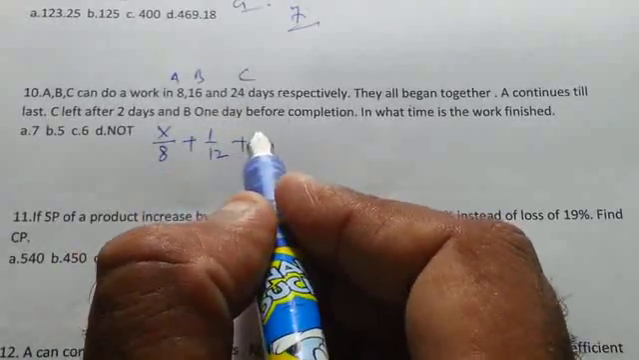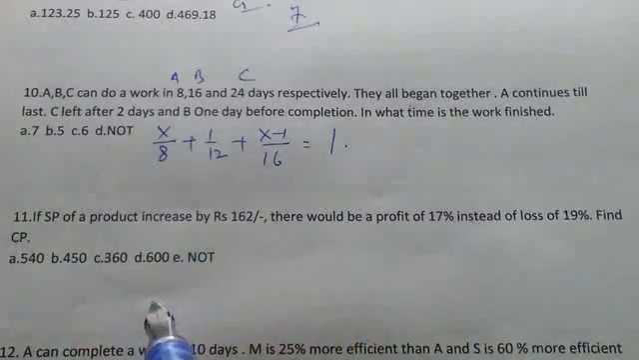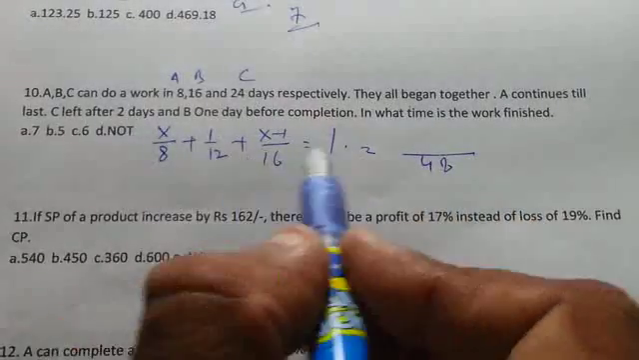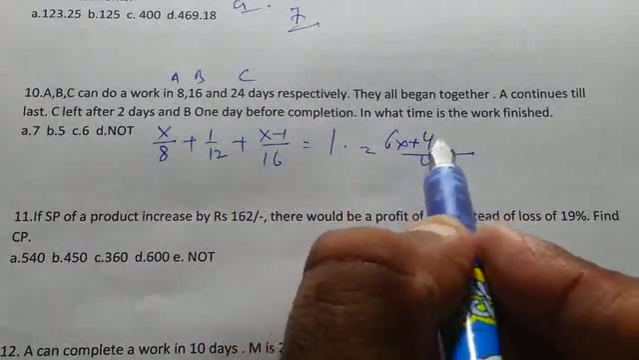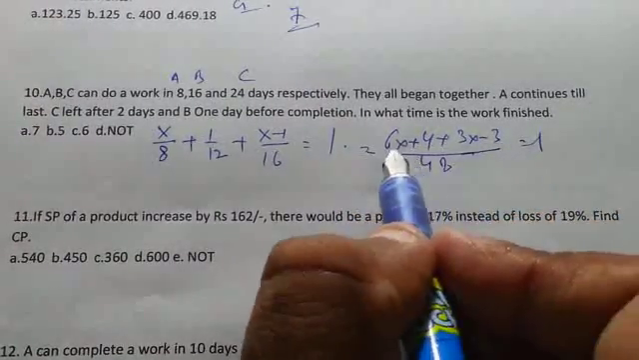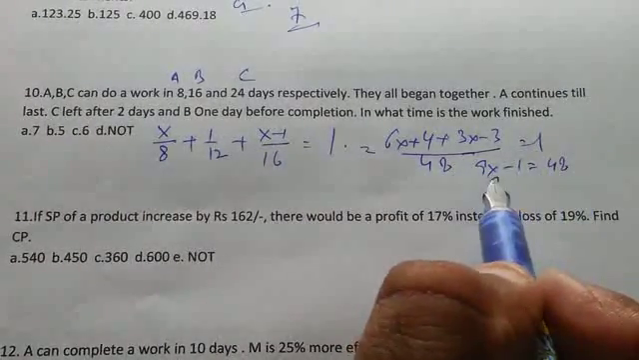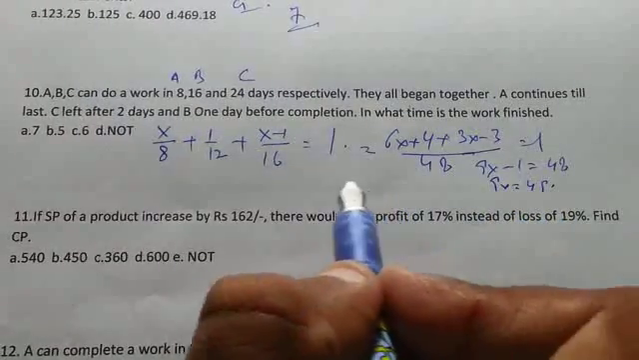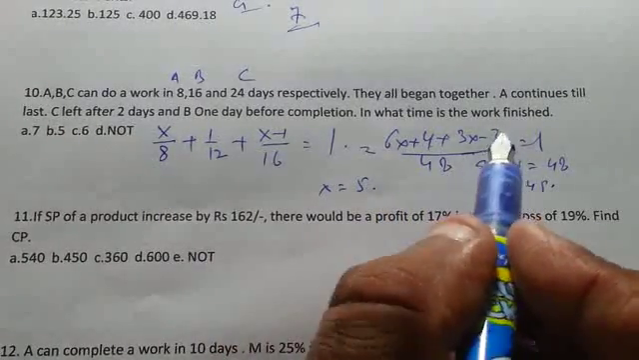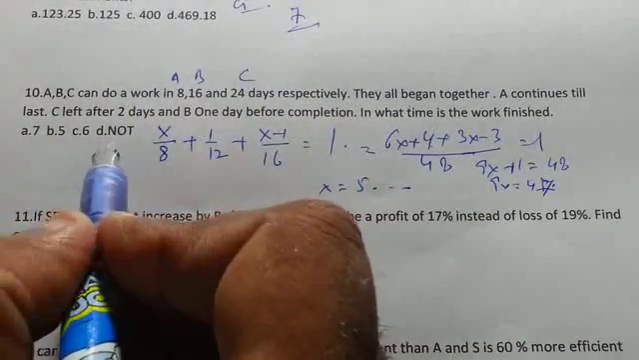Plus B left 1 day before completion. That means he has worked for x minus 1 days. Correct? And the total work is equal to 1. In what time will the work be finished? We have to solve it. So just take the LCM. It is 6x plus 4 plus 3x minus 3 is equal to 48. Sorry, it is plus 1. So 9x plus 1 is equal to 48, so 9x is equal to 47. x is 5 point something. That is none of the answers, so it is none of these.